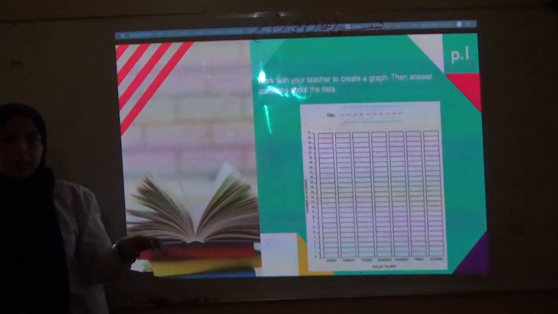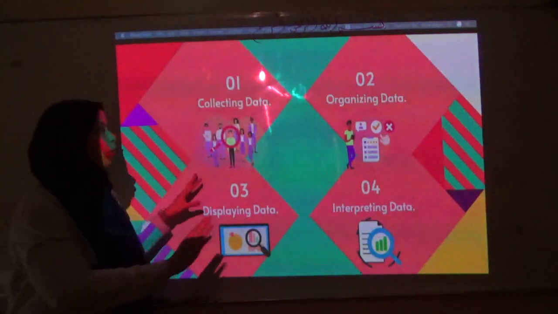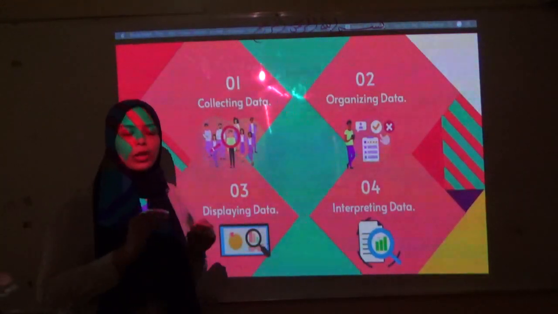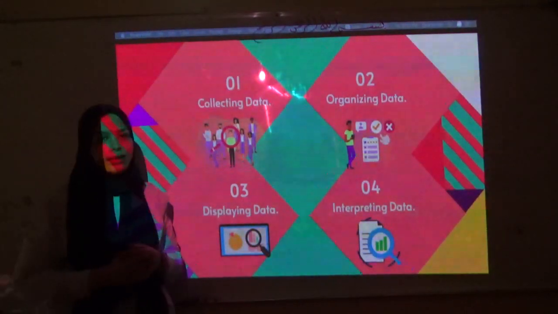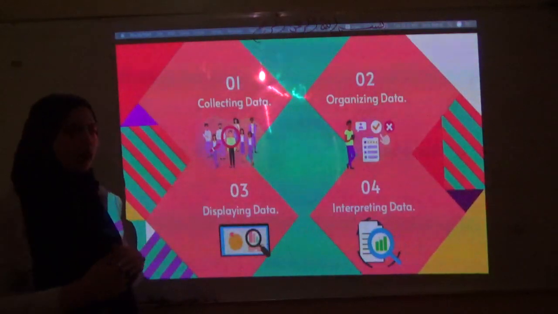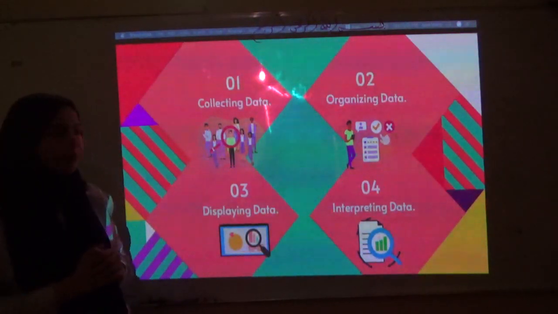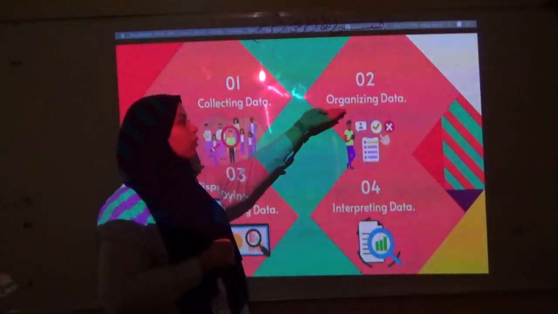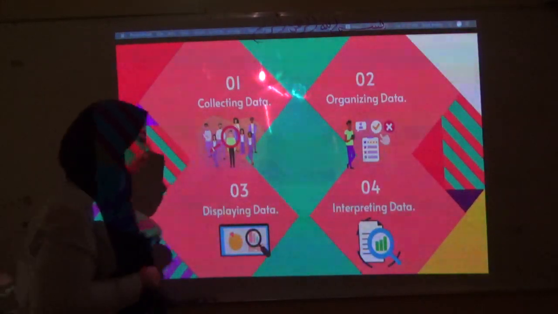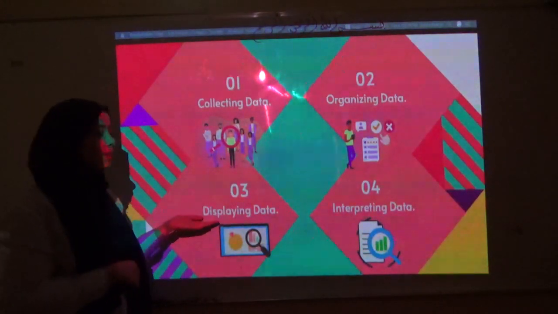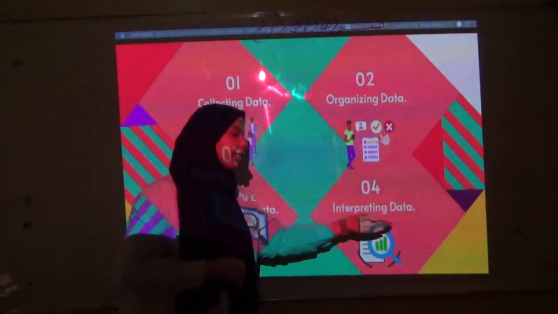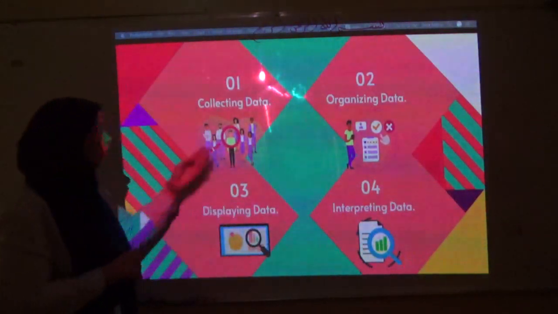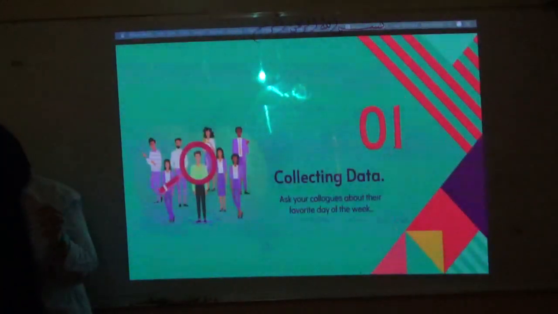Before we start, I need to put our work into steps. The first step is to collect the data, and we will learn what we mean by collecting data. The second step is to organize my data. The third one is to display my data. And the final step is interpreting data. So what do we mean by collecting data?